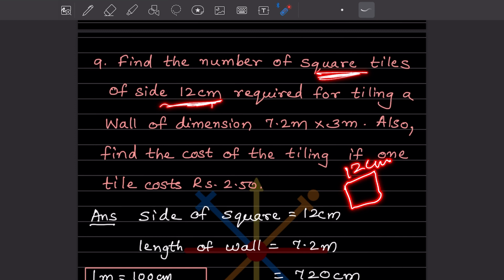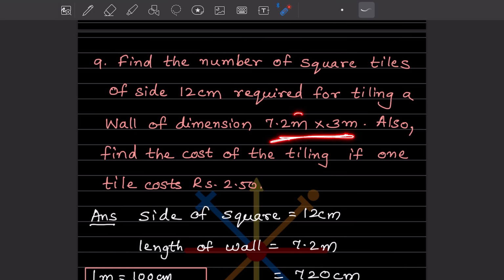And this one is for tiling a wall of dimension. So the wall dimensions are given, 7.2, this is in meter, and this is in centimeter, and this also is in meter. So what are you going to do? First you will write here side of square, which is 12 centimeter. So first thing, this is the length and this is the breadth, right? The dimensions are given.